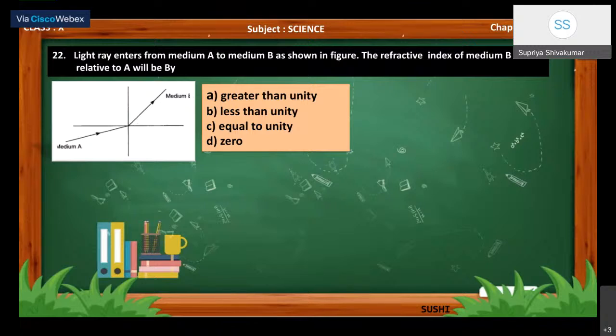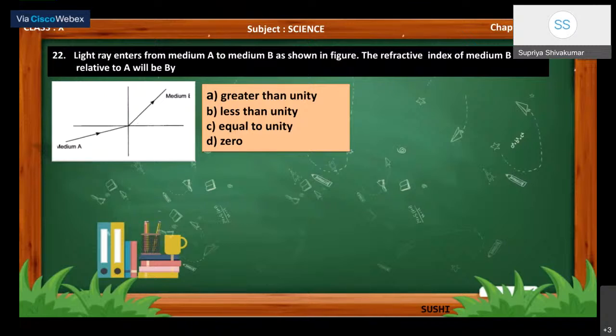Can anybody explain how you got the answer less than unity? Ma'am, the ray after refraction moves towards the normal. Is it towards the normal? No, ma'am, it's away from the normal. Yes, it is away from the normal.